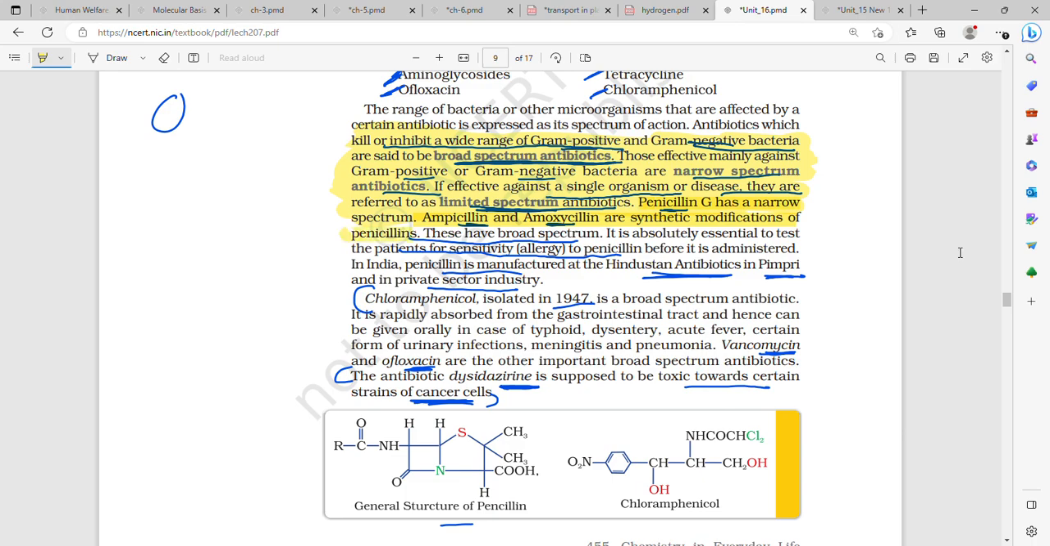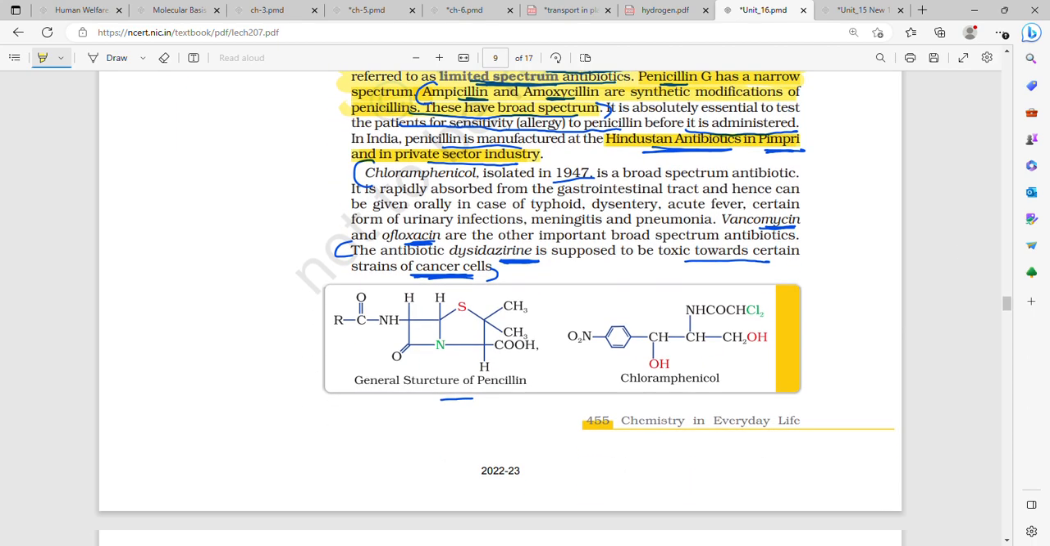Penicillin G has a narrow spectrum, whereas ampicillin and amoxicillin are broad spectrum. It is absolutely essential to test the patient for sensitivity or allergy to penicillin before it is administered. In India, penicillin is manufactured by Hindustan Antibiotics in Pimpri, which is a public sector industry.